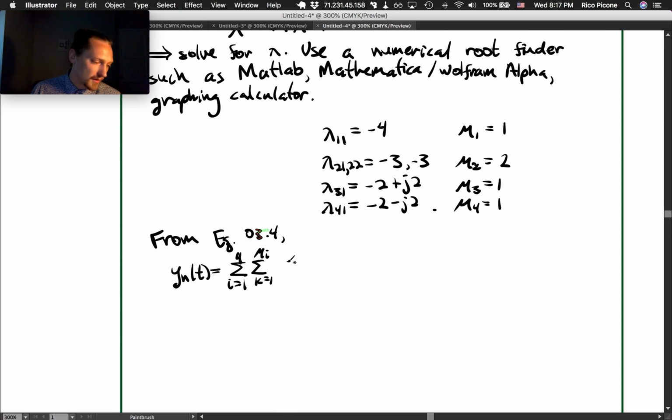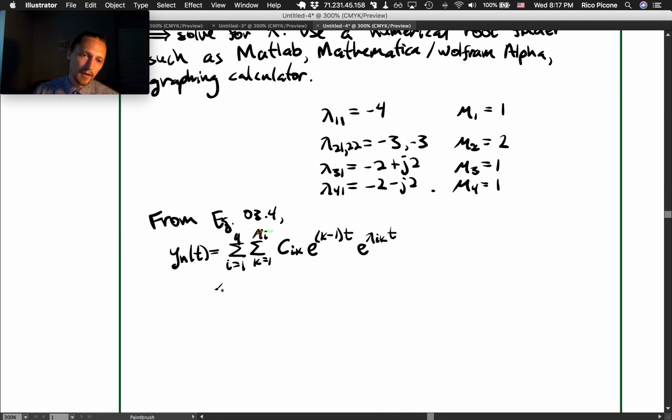Then we've got our c i k, e to the k minus 1, times t, times e to the lambda i k t. Okay, so let's go through this.